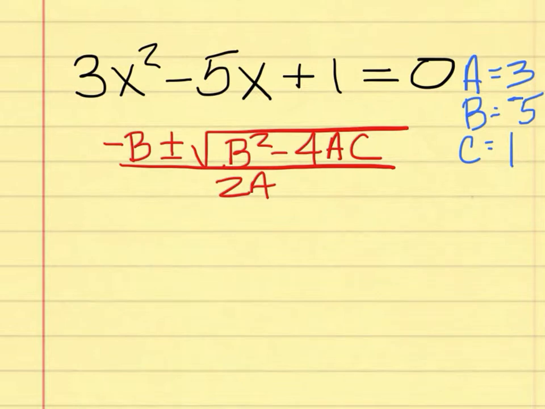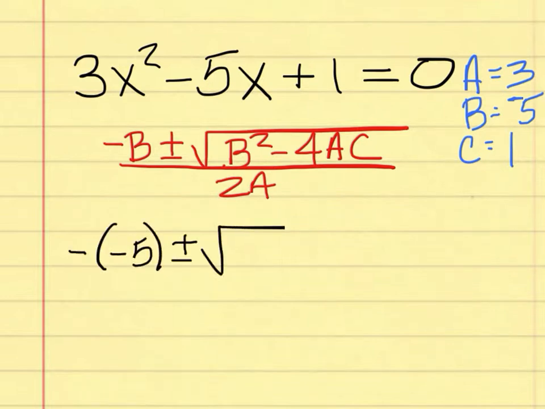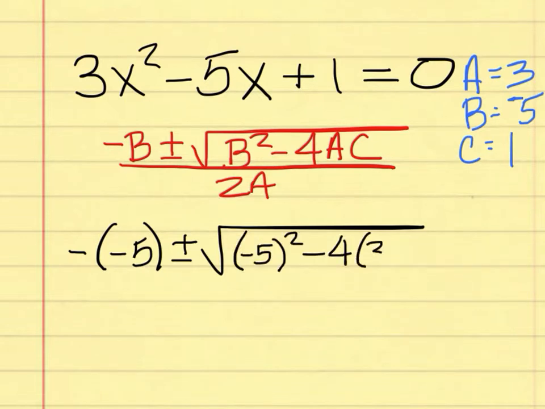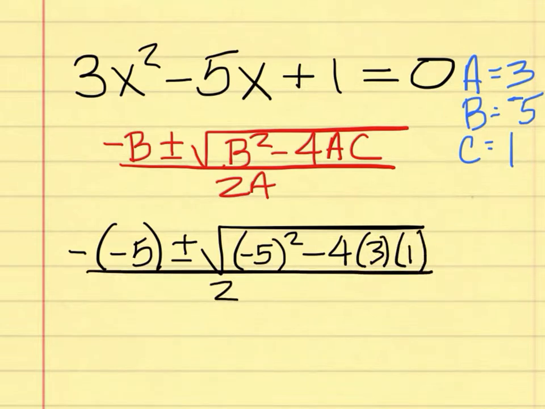And now, what must I do with A, B, and C, Woodrow? That's right, you have to plug it into the formula. So that's what I'm going to do now. Negative 5 plus or minus the square root of the quantity squared of negative 5 minus 4 times 3 times 1. All of that over 2 times 3.